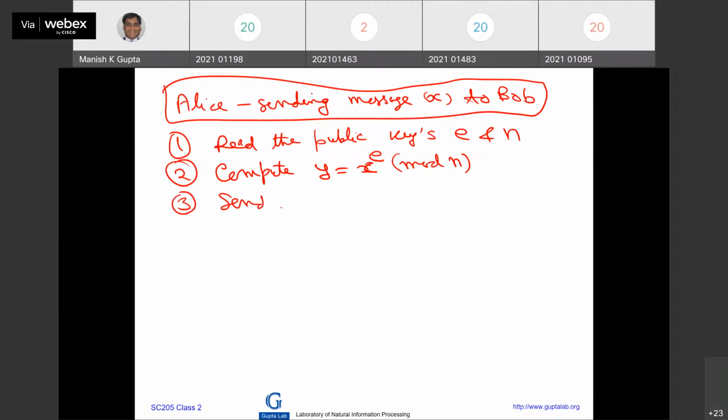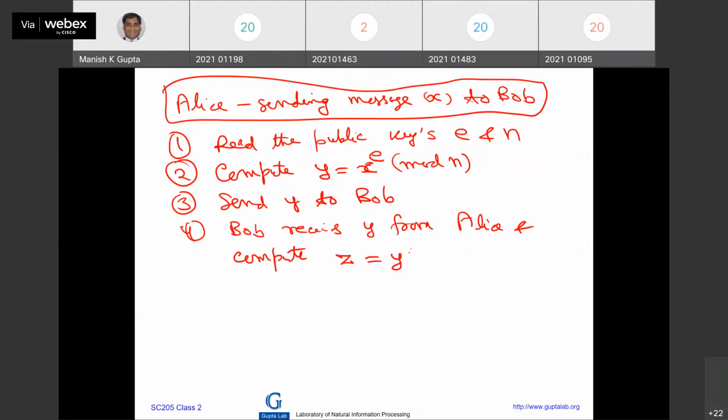Third, send Y to Bob. So rather than sending plain text X to Bob, she is sending X raised to power E to Bob. Okay. Now what does Bob do? Bob receives Y from Alice and computes Y raised to power D. Remember D was what? Private key of Bob, right? Now he is going to raise whatever is received from Alice to the power of the secret key D. And of course, mod N. Call it Z.